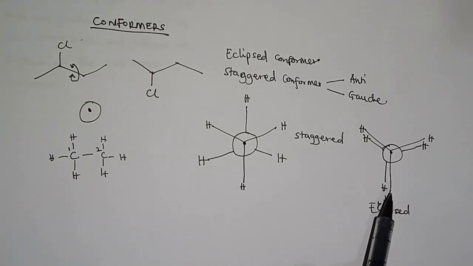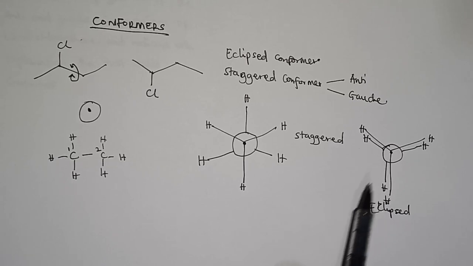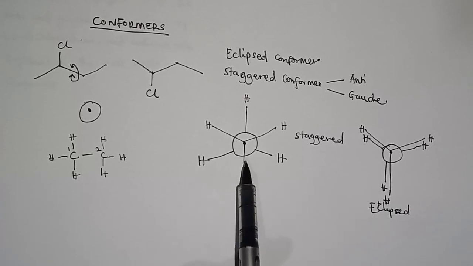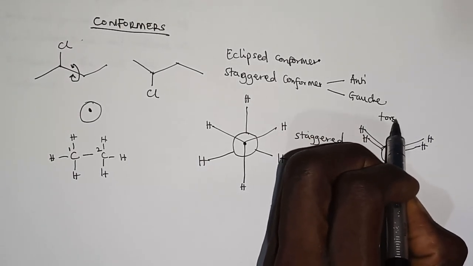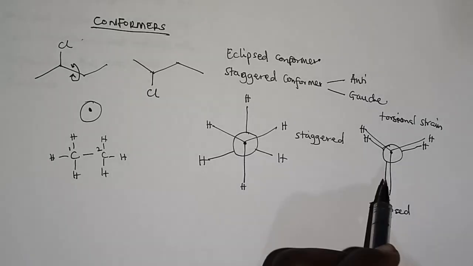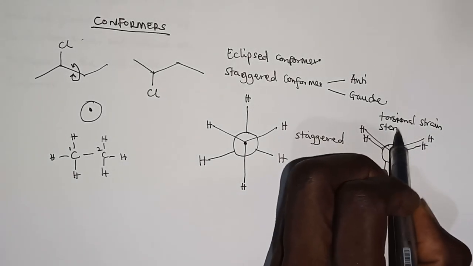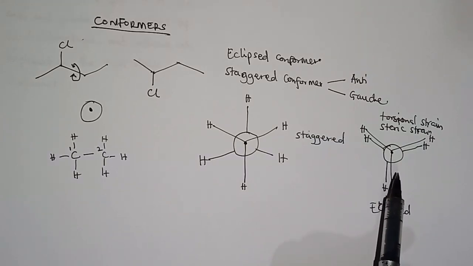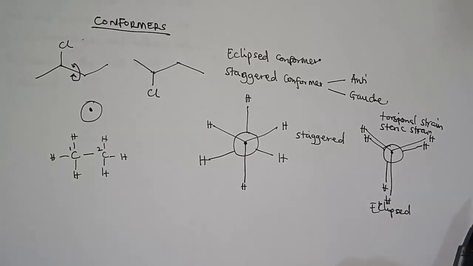Now, there is an interesting thing about the staggered and eclipse conformer. The thing is that the eclipse conformer is less stable compared to the staggered conformer. And this is because in the eclipse conformer, we have the torsional strain. And torsional strain is when molecules resist turning about their axis. And then we also have the steric strain. And so steric strain is when two or a group of atoms are brought together, and therefore there's an increase in energy. And this increase in energy leads to the repelling of the electron-electron cloud within them.